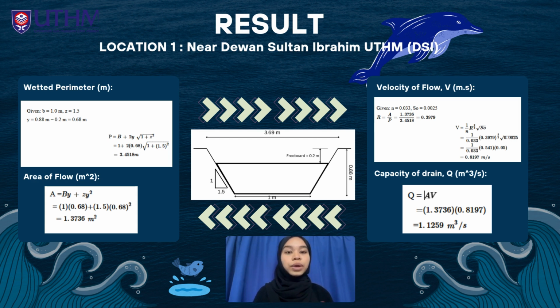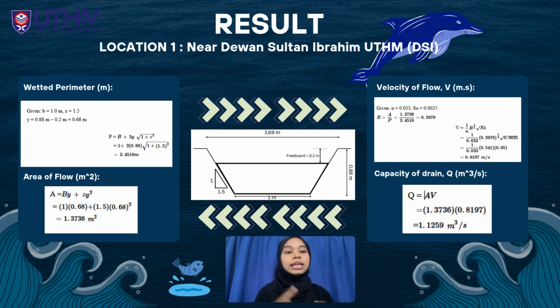Next, we calculate the wetted perimeter using the bottom width of 1 meter and the side slope of 1 vertical to 1.5 horizontal. The wetted perimeter is 3.45 meters. Then we calculate the area of flow. Using the trapezoidal channel formula, the flow area is 1.37 square meters.